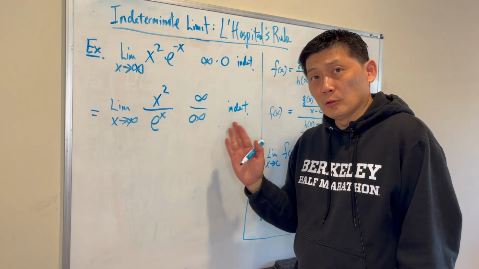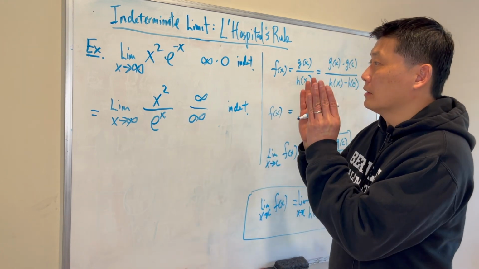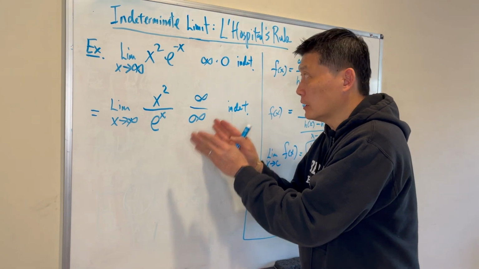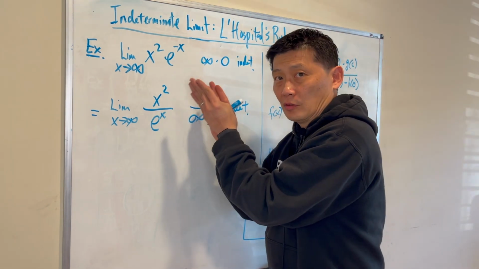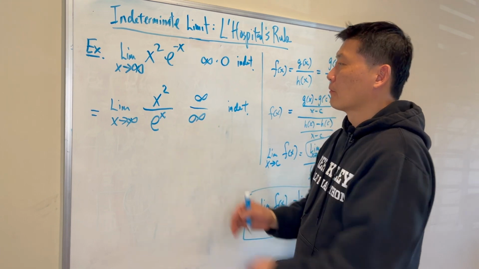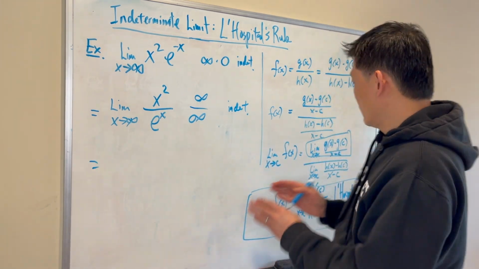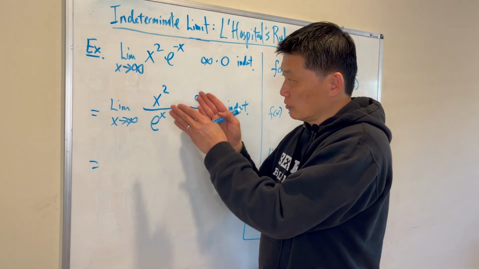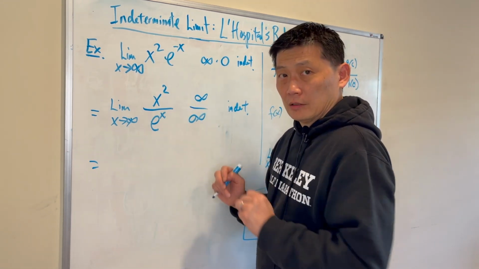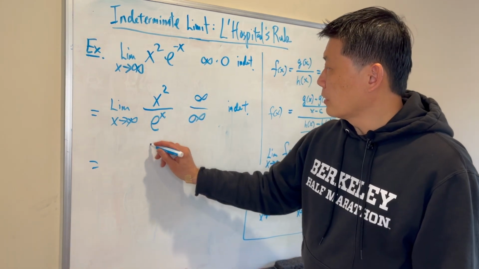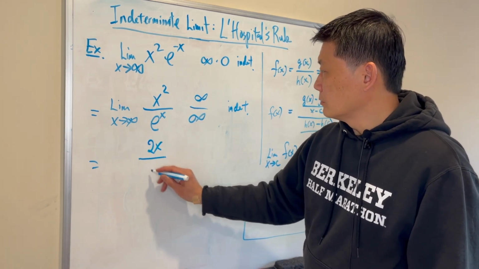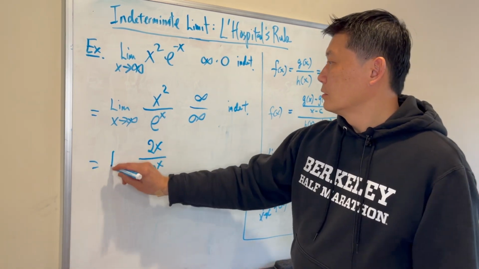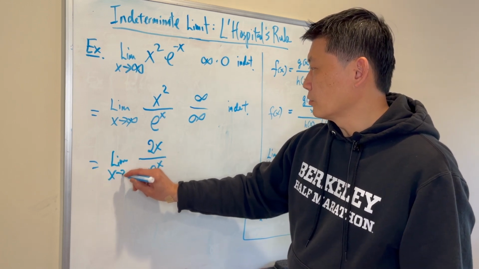I haven't applied L'Hopital's rule yet, but in order to apply it to this indeterminate problem, I need to make sure that it's written in a quotient form. Okay, so now we can apply L'Hopital's rule, which is to take the derivative of the top, take the derivative of the bottom, and apply the same limit. So the derivative of the top is 2x, the bottom is still e to the x, right? Derivative of e to the x is e to the x. Take the limit as x approaches infinity.